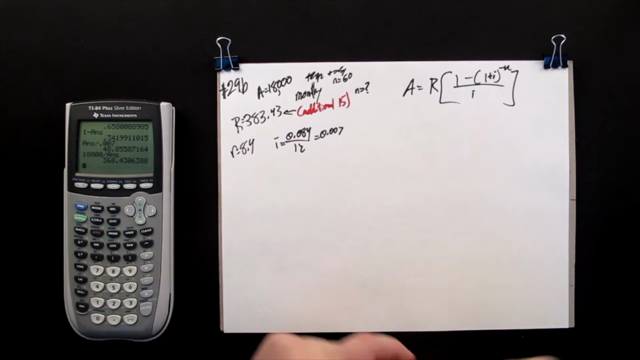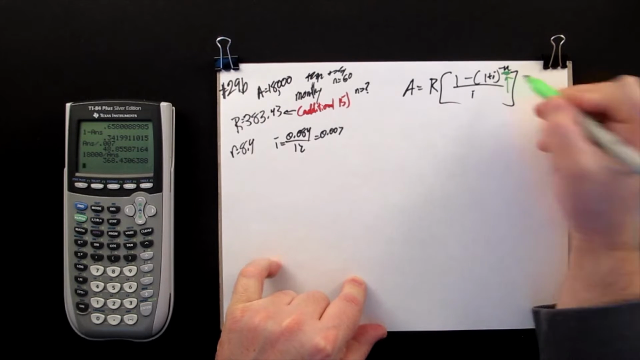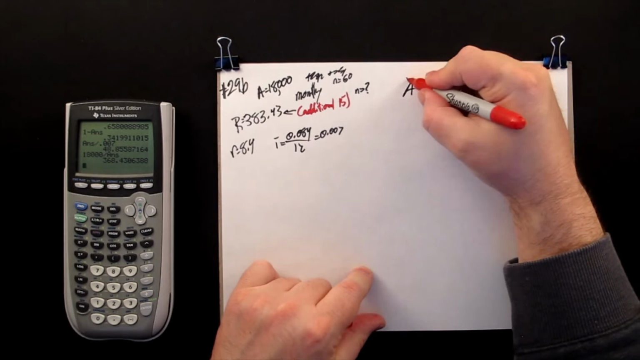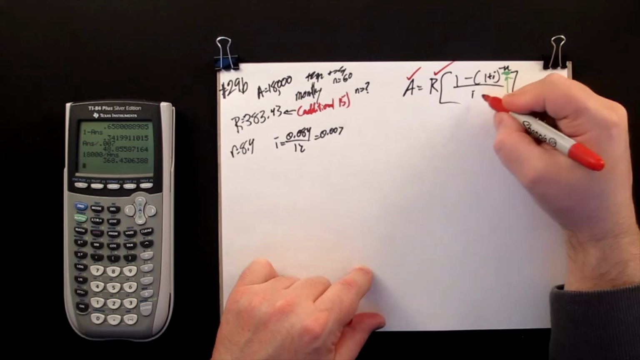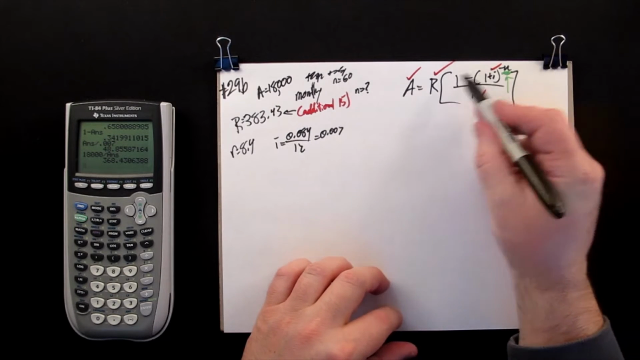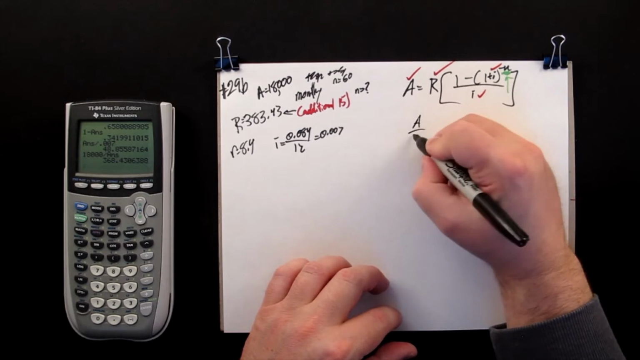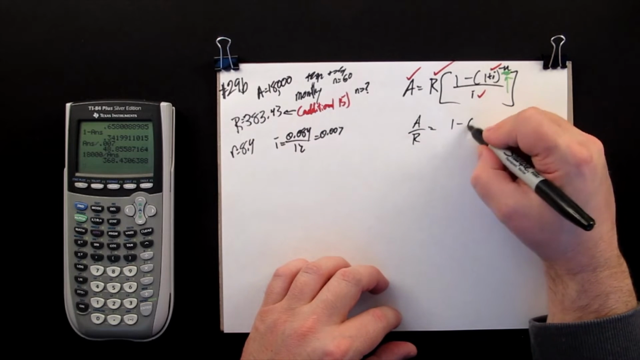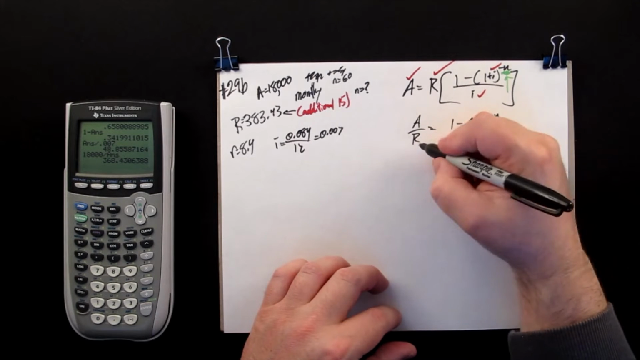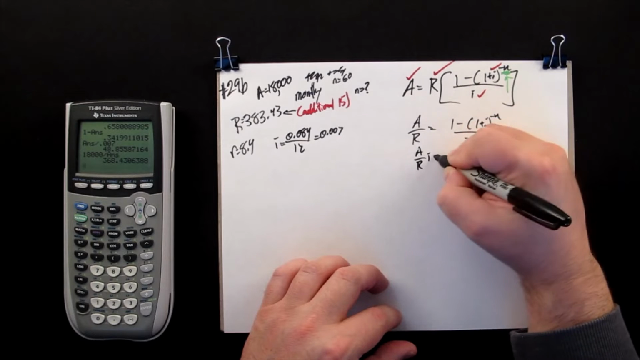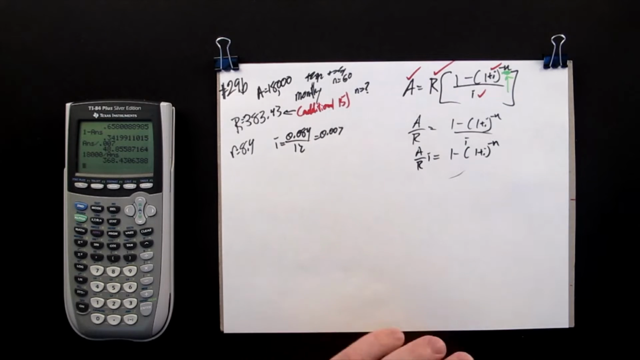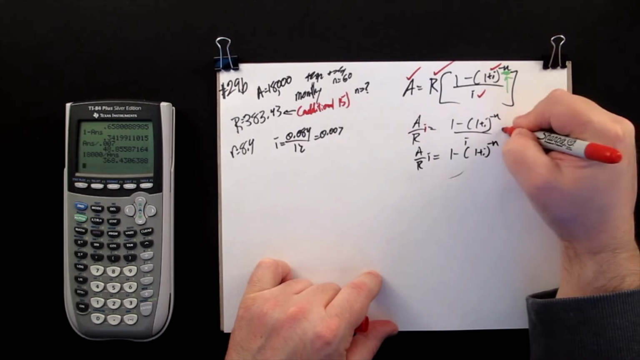All right. And what's being asked here is, what's this power? Because that's the number of months being computed. And what's known is the payment, the amount borrowed, and the interest rate. Okay, so do some algebra to solve for n. So A over R equals 1 minus (1 plus I) to the minus n, over I. Multiply through by I. So A over R times I equals 1 minus (1 plus I) to the minus n.